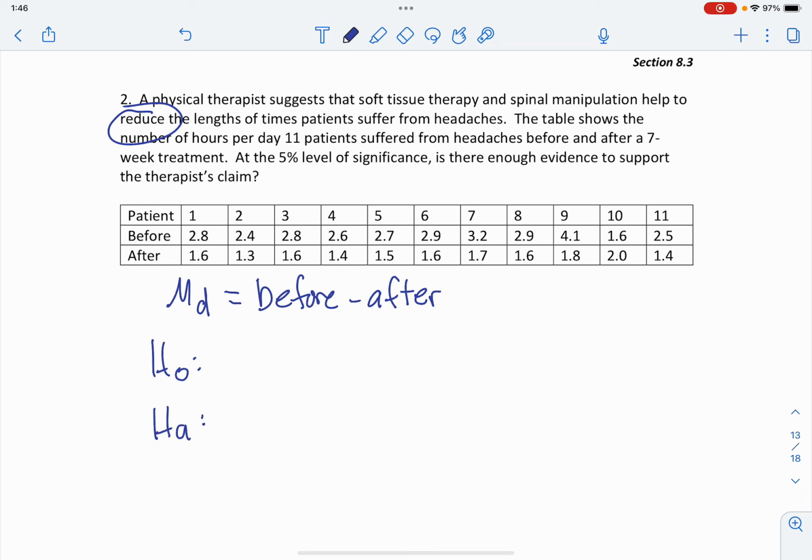Right. So now look at, usually you can just look at a patient and piece it together. If you do before minus after and there's a reduction, then notice that number is positive, right? 2.8 minus 1.6 would be a positive number. So the claim from this physical therapist is that mu sub D is greater than 0. So again, it has that opposite feel, right? Reducing translates to a claim of greater than 0.